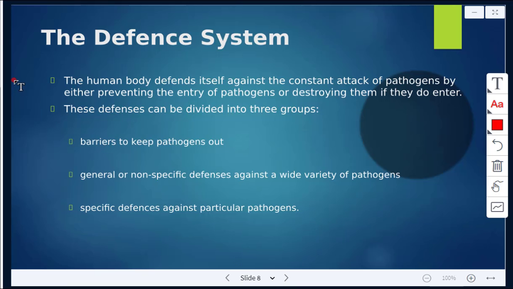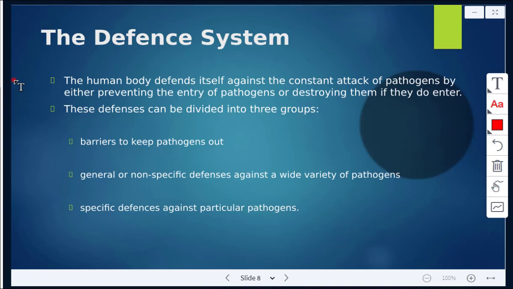All right, so the defense system. The human body defends itself against the constant attack of pathogens, because there's bacteria everywhere, by either preventing their entry or destroying them if they do enter. So there's three groups that we can divide these defenses into.